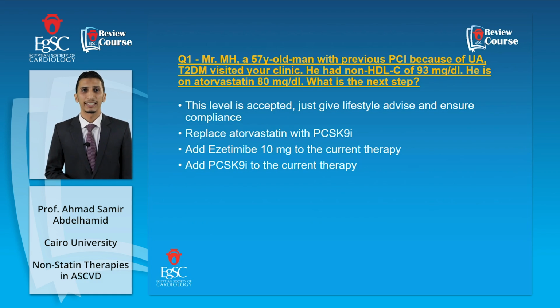Mr. MH is a 57 years old man with previous PCI because of unstable angina. He has type 2 diabetes mellitus. He visited your clinic. He had non-HDL cholesterol of 93 milligrams per deciliter. He is on atorva 80 milligrams. What is the next step? Would you accept this level and just give lifestyle advice and ensure compliance? Or would you replace atorva with PCSK9 inhibitors? Or would you add ezetimibe 10 milligrams to the current therapy? Or add PCSK9 inhibitors to the current therapy?